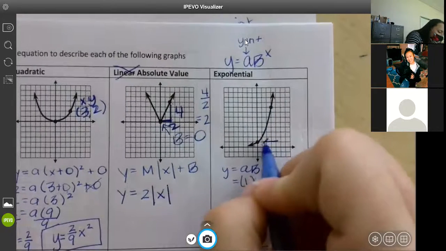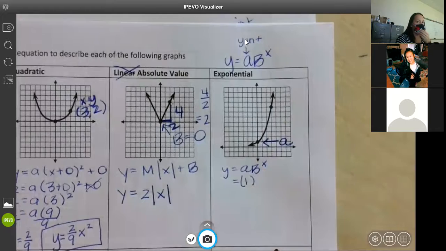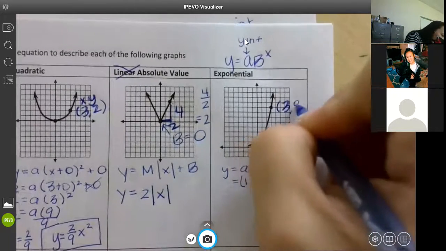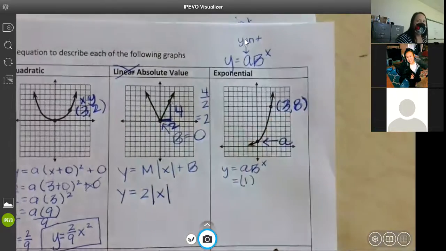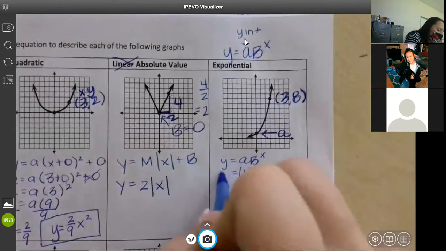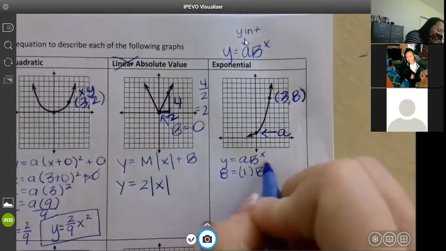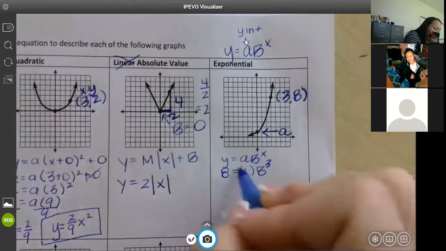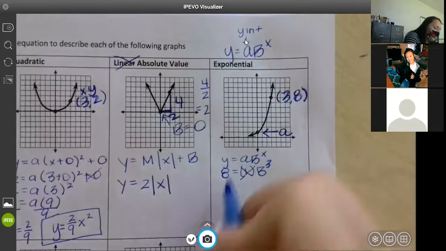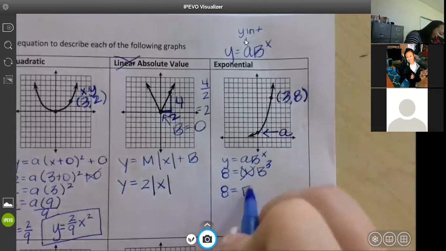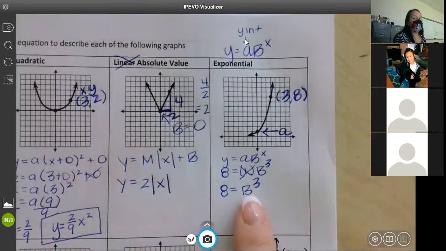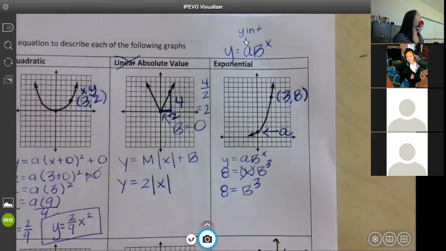So again, this is a. We're going to do the same thing and get our other coordinate. So our other coordinate up here is (3, 8). So our y coordinate is 8. We have a b, and our x is 3. This one does nothing. You should know this from here, but if you don't, it's okay. So I need to figure out what to the third power gives me 8.